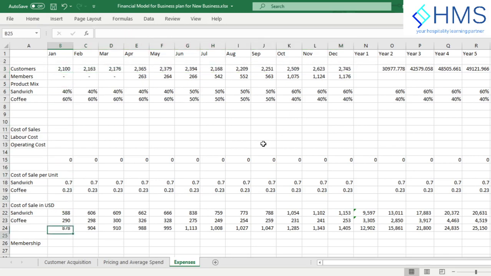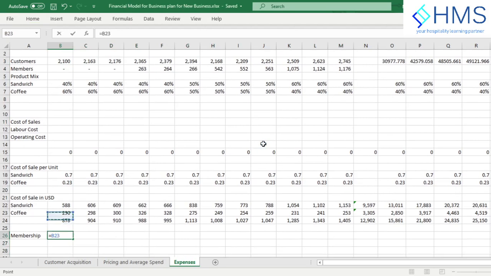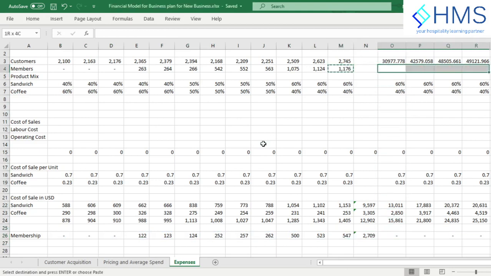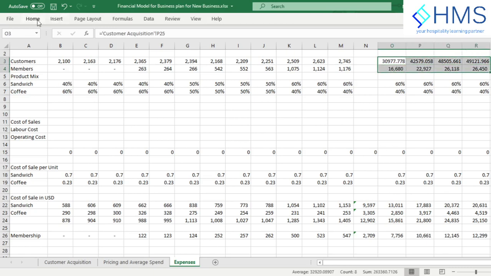So you can say what is the average of both. So the cost of membership is going to be membership multiplied by the average of cost of sandwich and cost of coffee. So you can use this factor and then take this down. So that's the membership. Now you've got the cost of the membership.